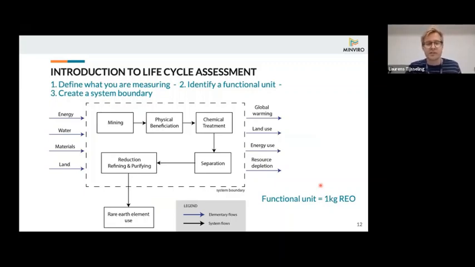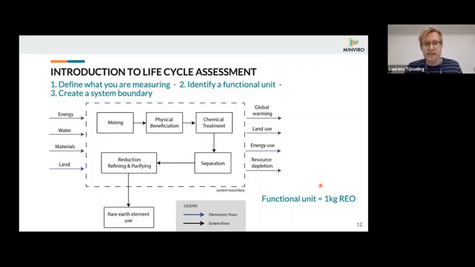You have the products and the raw materials coming into your system boundary. You have processes within the system. And as I'm sure you can imagine, depending on how far you take it, it can get really complex. By setting the right system boundary, you also make sure the work is manageable for yourself.